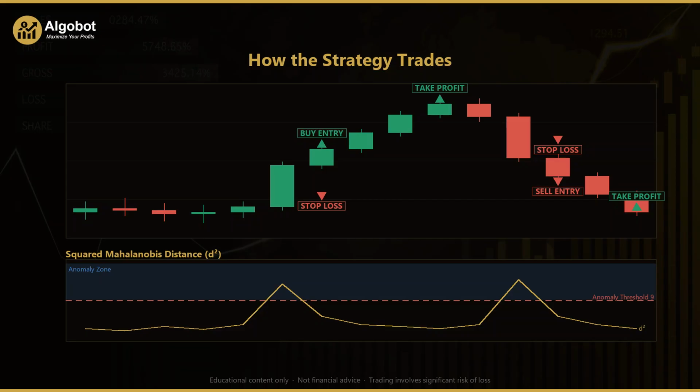On the following candle, price closes below the anomaly bar's low, and the sell entry marker appears. This time the stop loss sits above the entry, and the take profit sits below by that same reward to risk multiple. From there, the last 2 candles push lower, selling pressure follows through, and price reaches the short take profit target. That's the full picture.